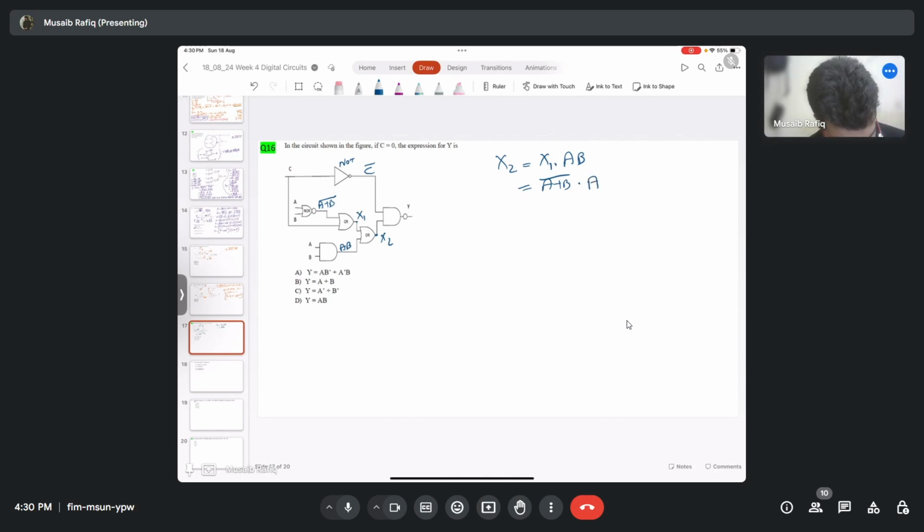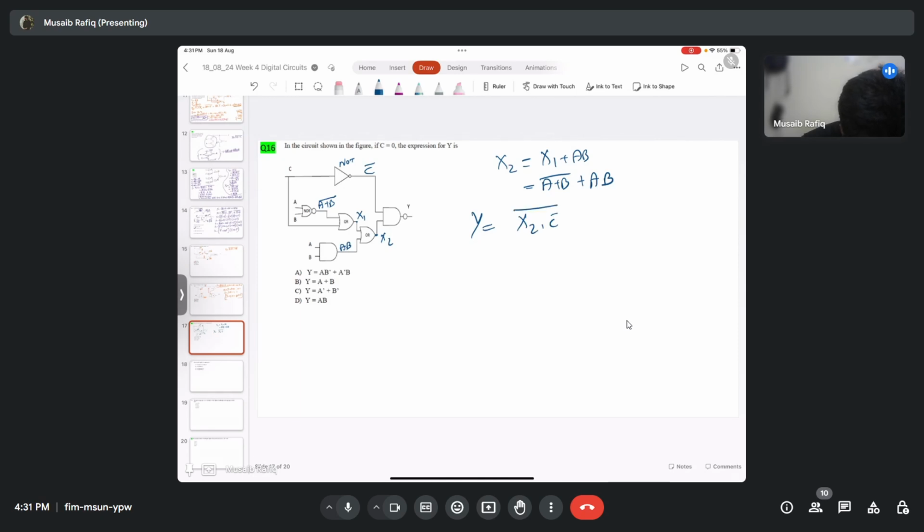If I am not mistaken. No, sorry, this is an OR gate, I just wrote it. XOR. So x2 will be equal to x1 plus AB, so it is (A plus B) whole bar plus AB, and then y will be equal to x2 plus C bar. Sorry, what am I doing. So y will be equal to (x2 dot C bar) whole bar.